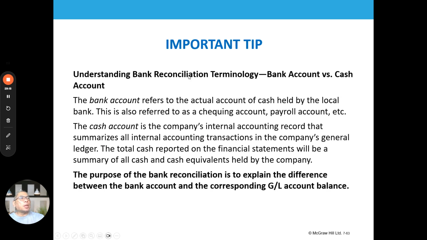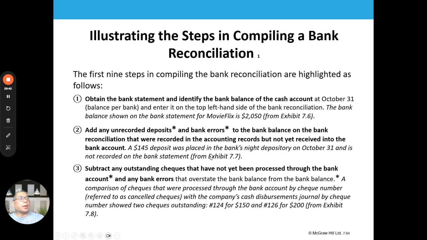Okay, important tips. There is bank reconciliation terminology: bank account versus cash account. The bank account refers to the actual cash held by the local bank. This is referred to as the checking account or payroll account. The cash account is the company's internal account record that summarizes all internal accounting transactions in the company's general ledger. Okay, that's the difference. Now let's illustrate the next chapter.